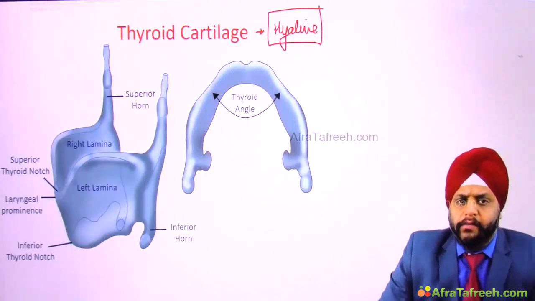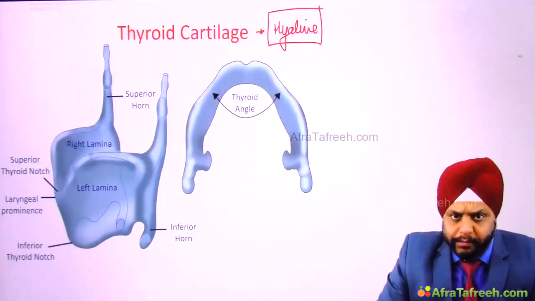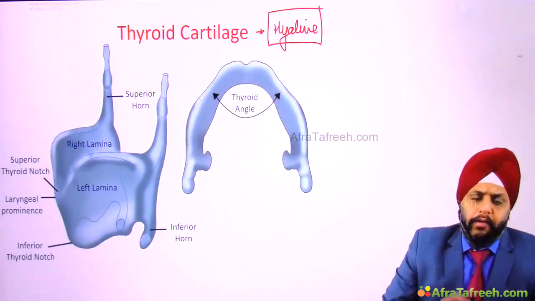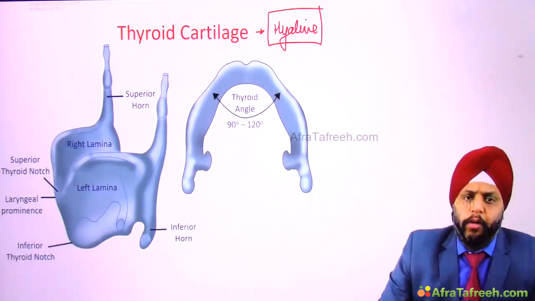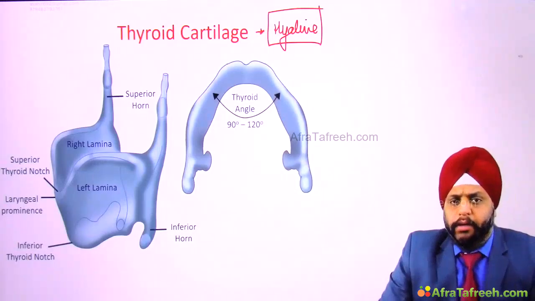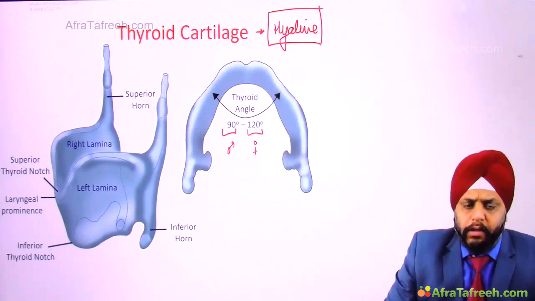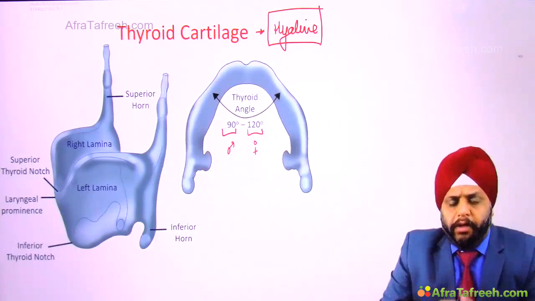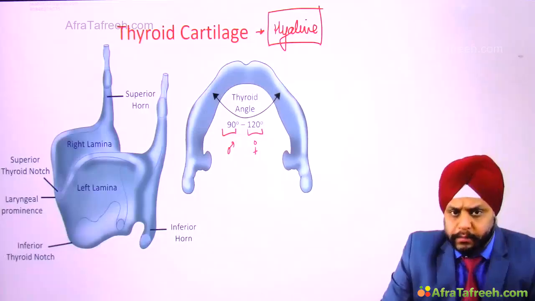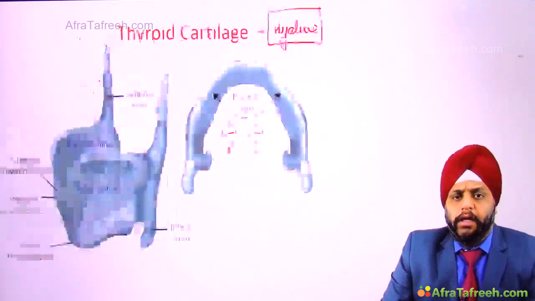Okay, now where these two laminas meet in the center, they form an angle. This angle is known as the thyroid angle. Okay, and this angle may range from 90 degrees to 120 degrees. 90 degrees in males and 120 degrees in females. Now because this is a very sharp angle in males, that is why it gives the appearance of Adam's apple.